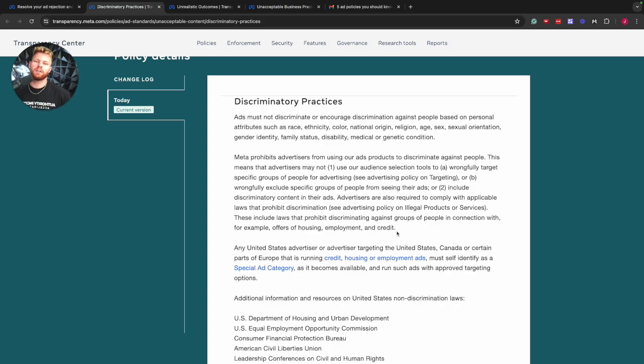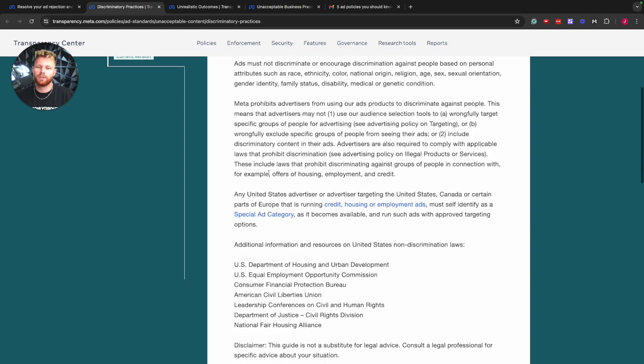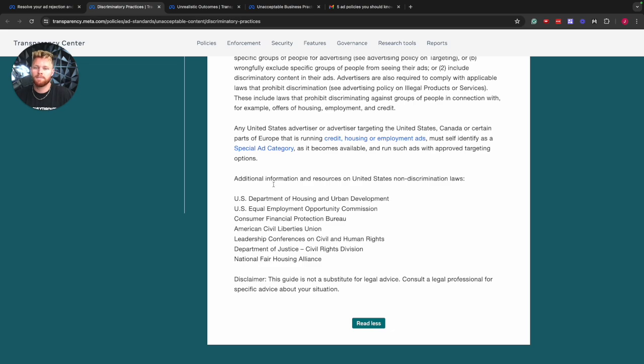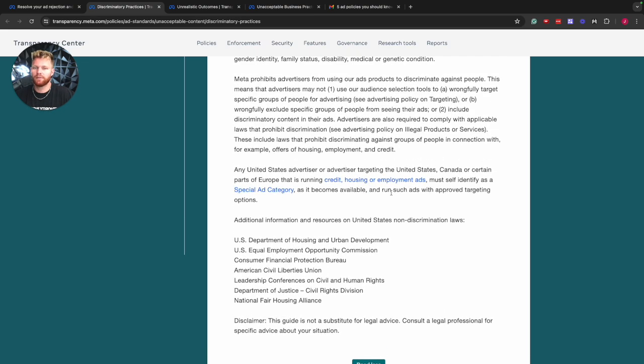Usually if you get a discriminatory mark, you just want to go and file for a special ads category. I've done that before. It doesn't hinder the success. The only thing is your targeting is just less with it, which sometimes isn't a bad thing. But essentially that's what it's saying right here. For example, if you're saying housing opportunities, you can't say, hey, white people, you can only move into this house, right?